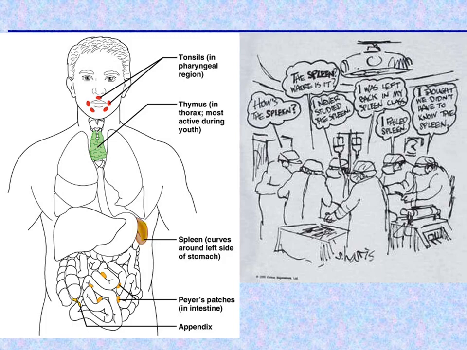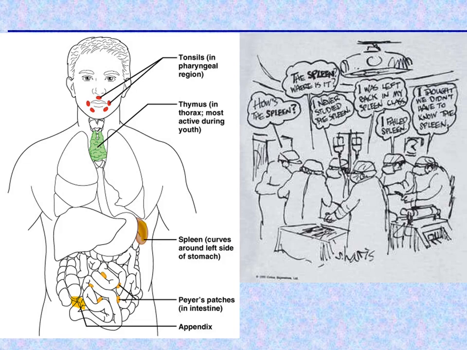Peyer's patches are also a secondary lymphoid tissue. They're unencapsulated collections of follicles filled with lymphocytes. They're found in association particularly with the ileum. You also have an appendix hanging off right at the beginning of the large intestine, and that also has a lot of lymphoid tissue in its structure. I'm going to leave the cartoon for you to read.